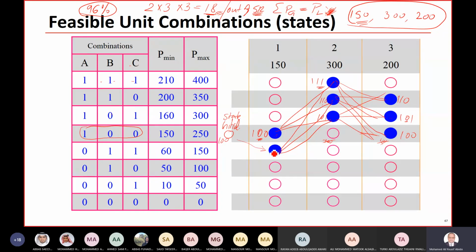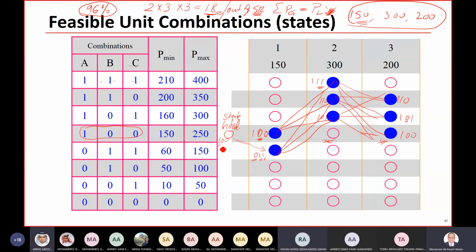If you go to this one, this is a feasible solution or feasible combination. But if you go to this one, it is 011. What does it mean? This movement, what does it mean? We can't switch the first off and the second and third on. Okay. Right. Can we switch this one off?